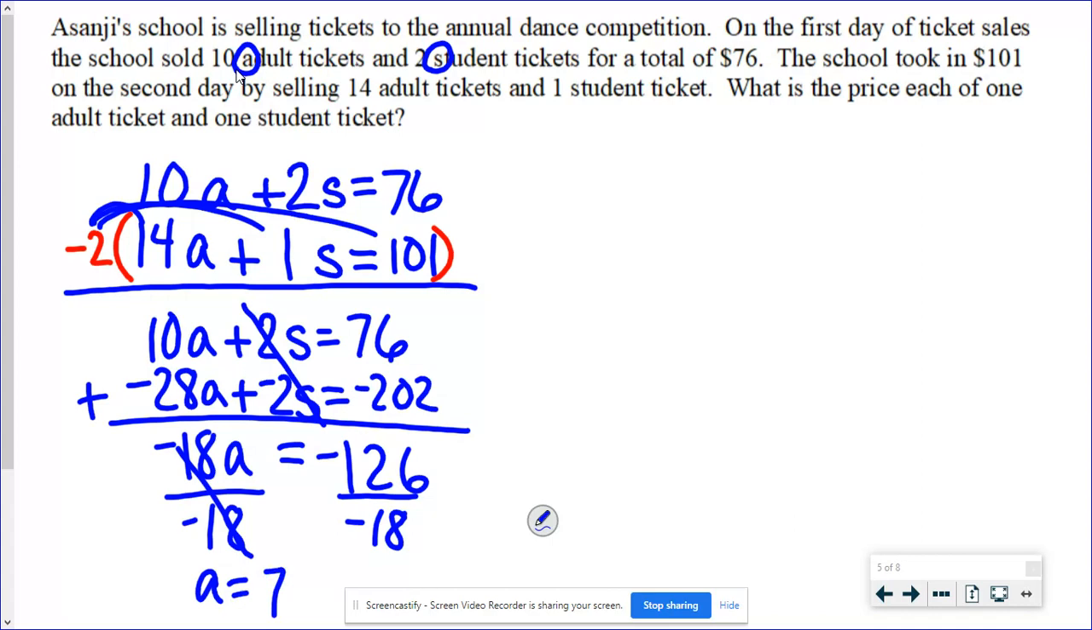Now, to find the student tickets, I don't care which equation you use. I like the second equation in that it's a 1s. However, I personally don't really want to do 14 times 7 in my problem because I can do the work in this one kind of in my head. If A is 7, I'll have 10 times 7 plus 2s equals 76. So this is 70.